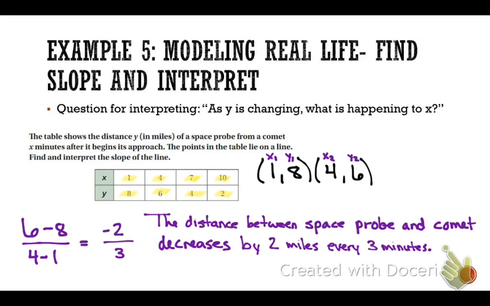If you can make that connection, then you really are on this top level of understanding when it comes to slope. You're not just plugging numbers into a formula. You understand what those numbers mean, okay? And that's really where we want to get you guys.